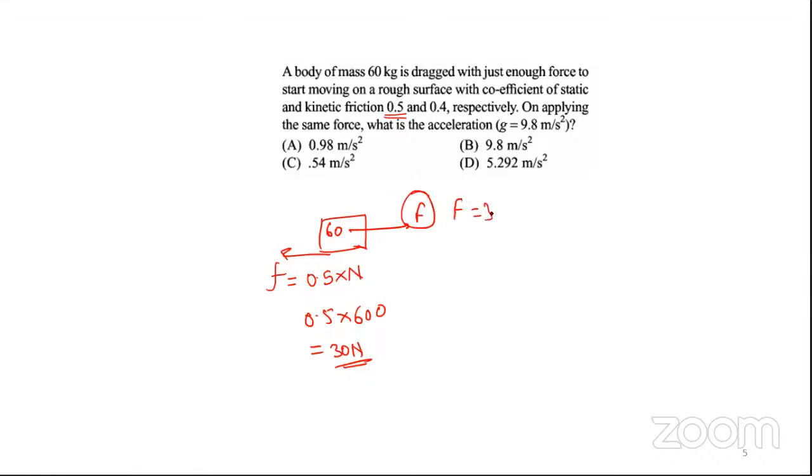Now this 300 newtons is fixed, and this 300 newtons is acting on the body in the rest of the motion as well, but the coefficient of friction has fallen down from 0.5 to 0.4, so the value of friction will change. You have 1 minute to solve this question.